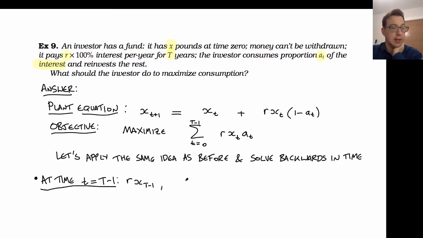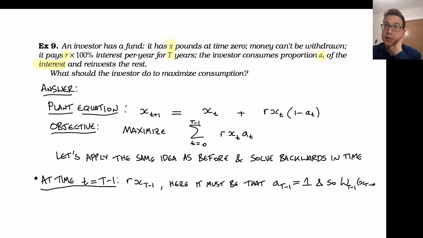So here it must be that a of t minus 1 is equal to 1, and so w of t minus 1 of x of t minus 1 is equal to r of x of t minus 1, since you're consuming all of the interest. Your optimal reward for the last time period is all of the interest that's available, so you don't want to save anything for a later date.